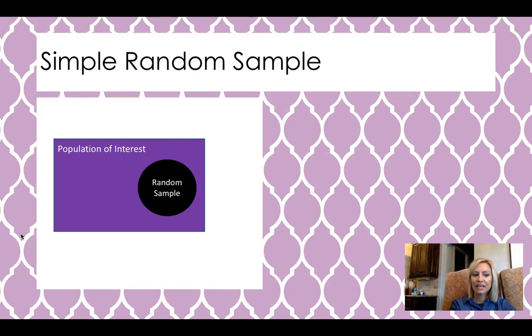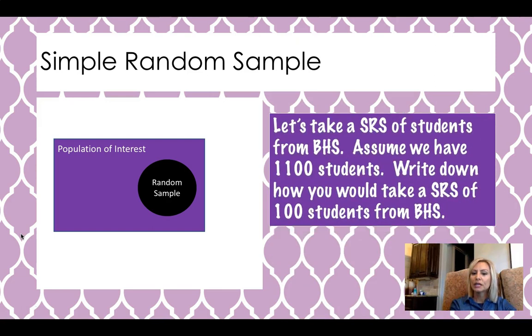Here's an example. Let's say we wanted to take a simple random sample of students at a high school. Assume that we have 1,100 students at our high school, and we're going to write down on a piece of paper how we would take a simple random sample of 100 students out of those 1,100.